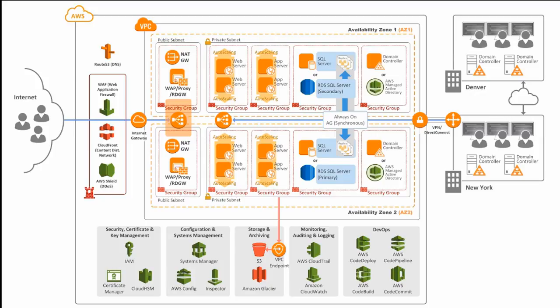Then on the data layer, we have things like SQL Server. Like I talked about, it can either be deployed on EC2 instances, or you can use our managed SQL Server instances that are set up to replicate between two availability zones. The same goes for Active Directory and domain controllers. You can use our AWS managed Microsoft Active Directory, or you can use an Active Directory that you yourself deployed on our virtual servers.